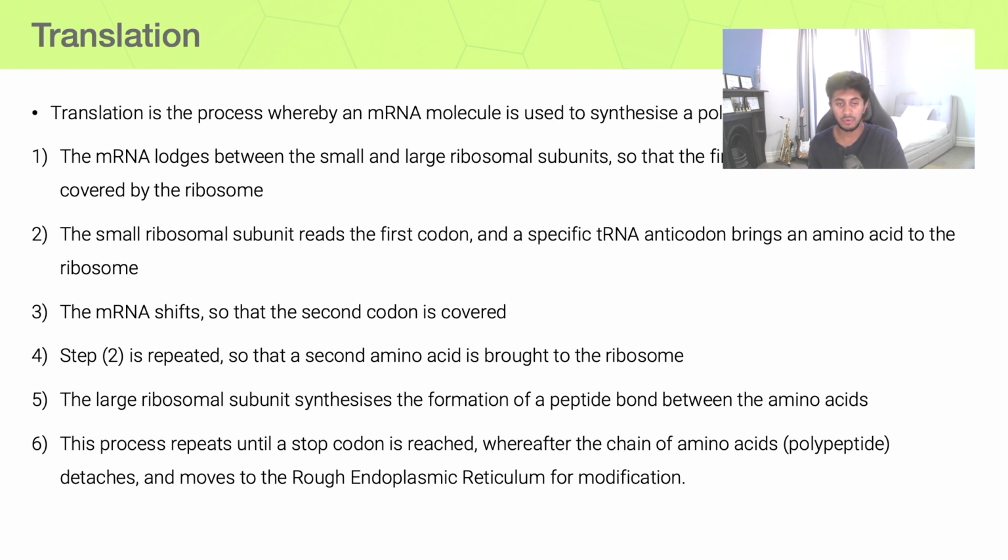Then, the large ribosomal subunit comes in and it synthesizes a peptide bond, or an amide bond, which is basically just the name for a bond between 2 amino acids. It synthesizes that at the large ribosomal subunit. This process then repeats until a stop codon, which is a specific set of 3 bases that stops the process, is reached. And then a chain of amino acids, which is your polypeptide, will detach and move to the rough endoplasmic reticulum for modification and folding. Now we'll cover more about the structure of the rough ER a little bit later in topic 2, so it's not relevant for your first test.